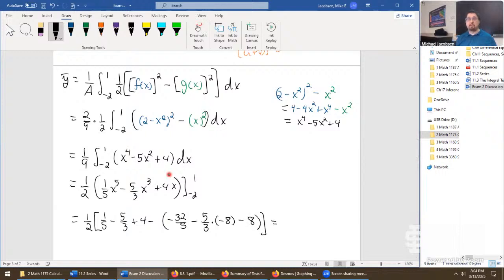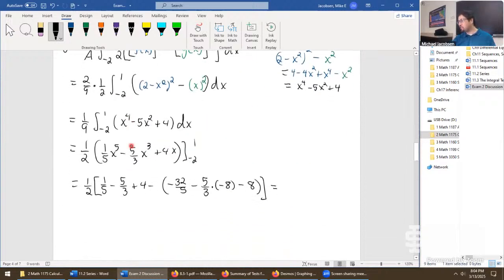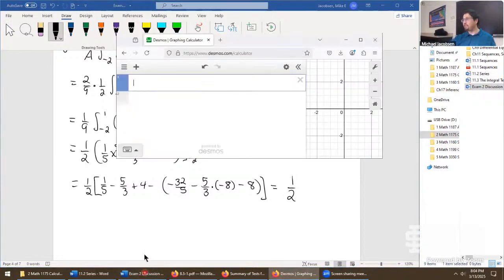That's a lot of constants, but throw all of this into the calculator, and what should I expect? A half? Maybe. I'm thinking this looks like a half. Only way to be sure is throw it in. So here we go, 1/2. 1/5 minus 5/3. It comes out as a 0.4. Awesome. Plus 4 minus -32/5 minus 5/3 times -8.